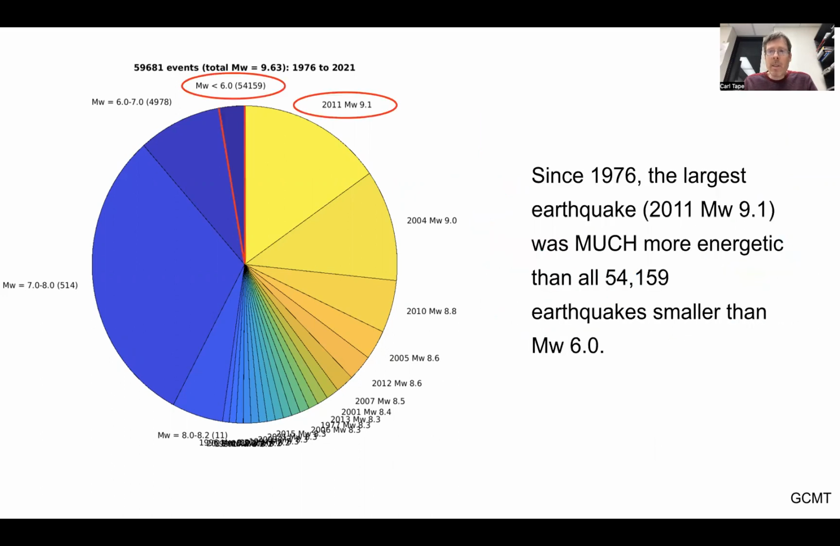So since 1976, the largest earthquake, 9.1, was much more energetic than the 54,159 earthquakes in this catalog smaller than magnitude 6. It's kind of remarkable to think that of all the energy released, it's really tied up in these biggest ones. The smallest ones do not produce a lot.